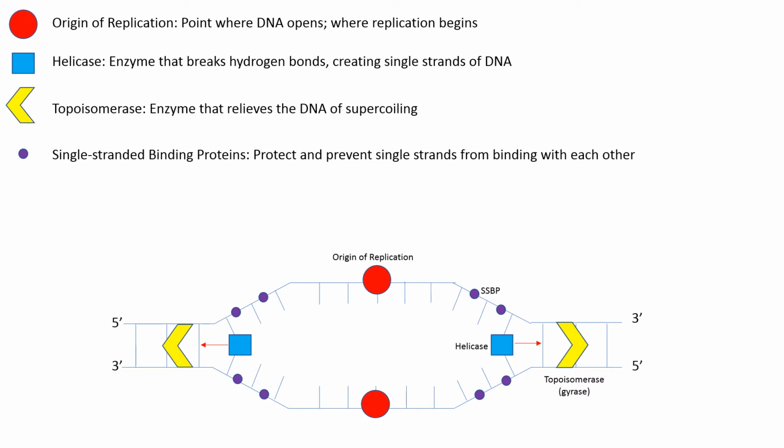The topoisomerase, in this case gyrase, then binds to the DNA ahead of the replication forks. The topoisomerase is an enzyme whose purpose is to relieve the DNA of supercoiling.